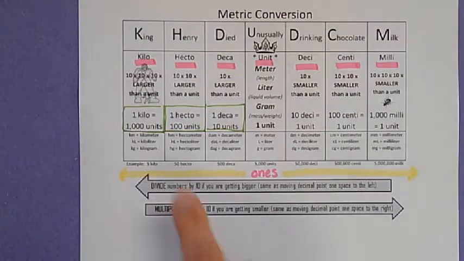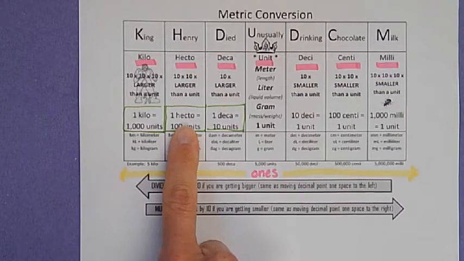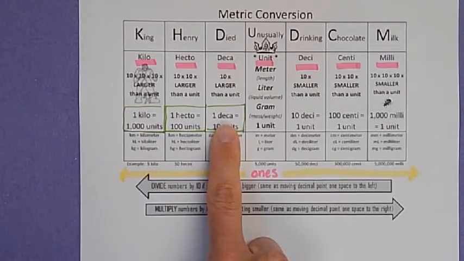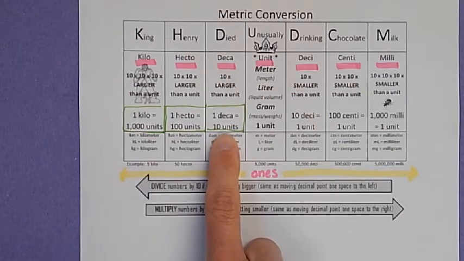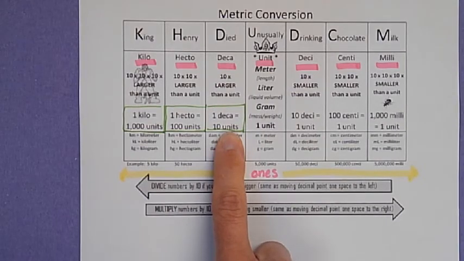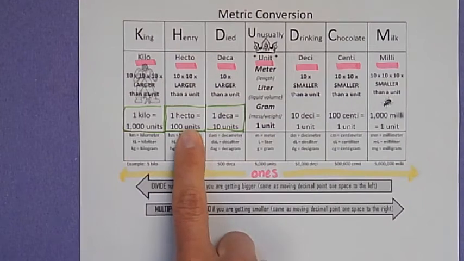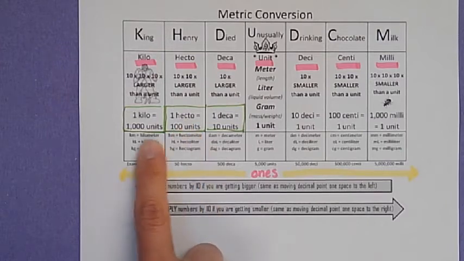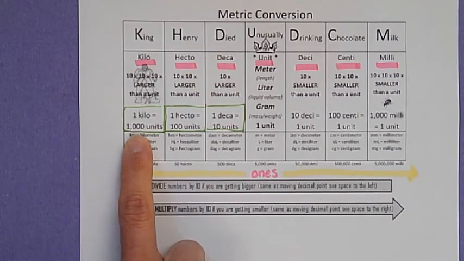So 1 hecto, so a hectometer, a hectoliter, or a hectogram would be 100 ones. A deca, decameter, decaliter, decagram would be the same thing as 10 meters, liters, or grams. So that's what this means. So if we put 10 of them together, 10 units, we get a deca unit, or a decameter, decaliter, decagram. We put 100 together, we get 1 hectoliter, meter, or gram. And if we put 1,000 of them together, we get 1 kilogram, 1 kilometer, 1 kiloliter.